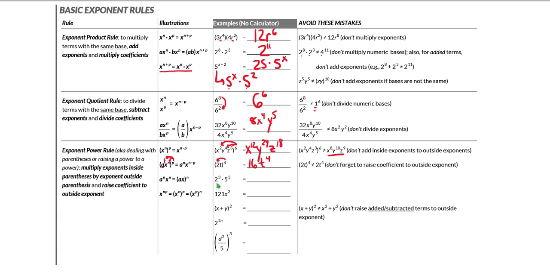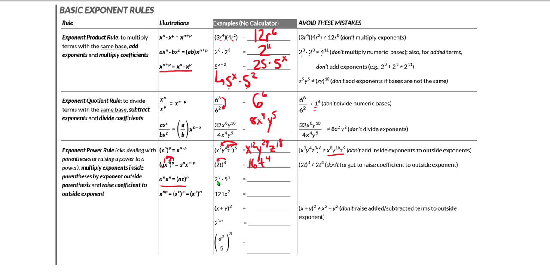Now here it appears that we can't do anything because we do not have the same base. We said up here for the exponent product rule that if we wanted to multiply two terms, we have to have the same base and we could add the exponents. However, in this case, we can actually apply this rule over here, this illustration of the rule.